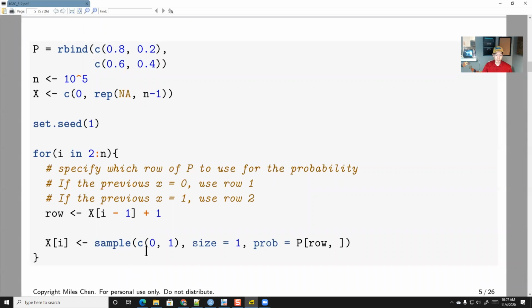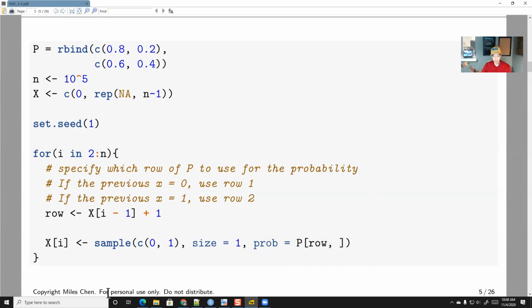And then from there, I'm going to just randomly sample the next state, which will either be a 0 or a 1. And the probability of choosing 0 or 1 will be determined by the probabilities in this row of matrix P. Okay, and that's going to become the next X value. And then we iterate to the next iteration, and we look at the previous value, and then we pick the row, and then we select the probability. So that's going to be the Markov chain, right? I hope that you agree that that looks like the Markov chain.